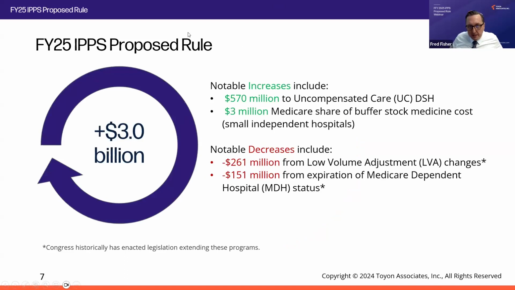So basically about a 2.4% overall update in national payments year over year with the rates they put out for 25 compared to 24. That's about a $3 billion increase in overall IPPS payments.